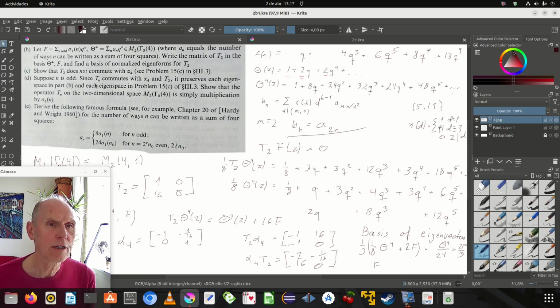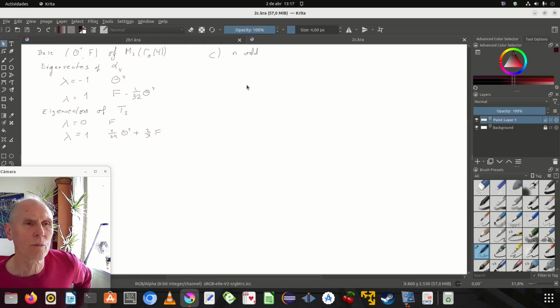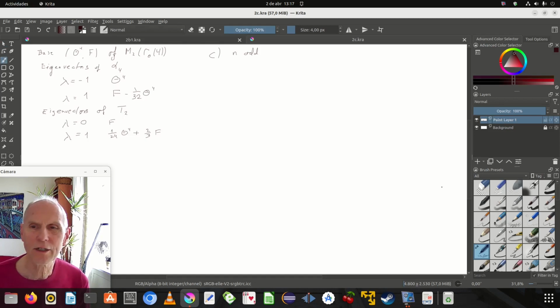If n is odd, then Tn commutes with alpha 4. That was part A of problem 2. It preserves each eigenspace. Does it now? What I recall about commuting operators was that the matrices could be simultaneously diagonalized. But that was operator theory, so let's just look at it.